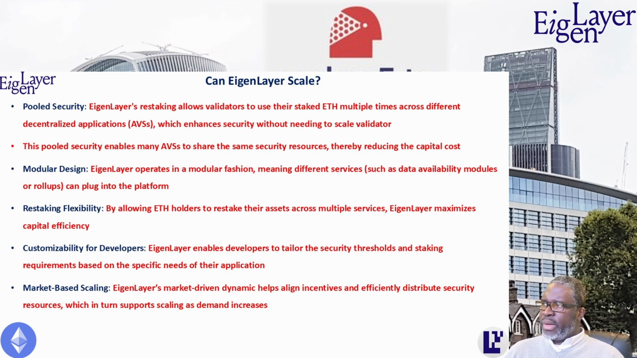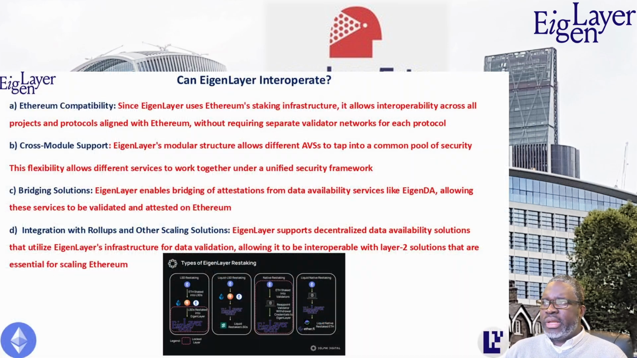Moving on to interoperability. EigenLayer is designed with interoperability in mind, primarily by leveraging its restaking mechanism across different decentralized applications or AVS built on Ethereum. Here is how it achieves interoperability. Ethereum composability. EigenLayer is fully integrated into the Ethereum ecosystem, meaning it can be used by any decentralized application or dApp or layer 2 protocol built on Ethereum. Since it uses Ethereum staking infrastructure, it allows interoperability across all projects and protocols aligned with Ethereum without requiring separate validator networks for each protocol.